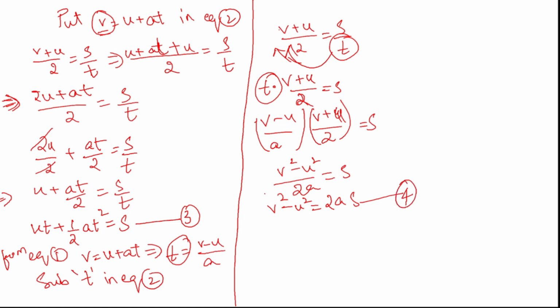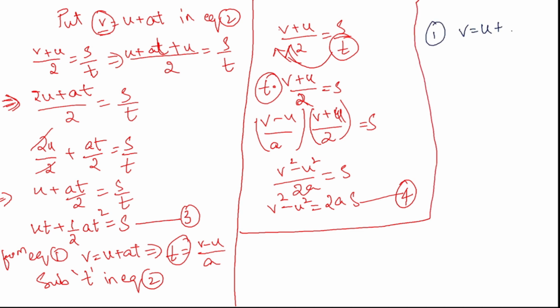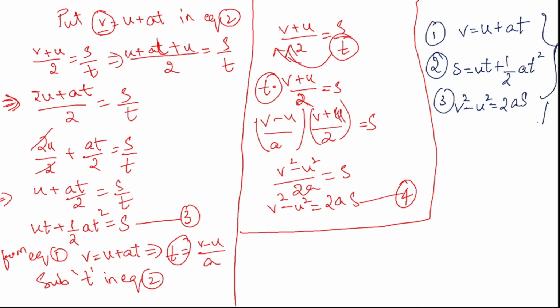Okay. From this we have got three equations. First one, v equal to u plus at. Right. And second one, s equal to ut plus half at square. Third one is v square minus u square equal to 2as. These are the three equations of uniformly accelerated motion.